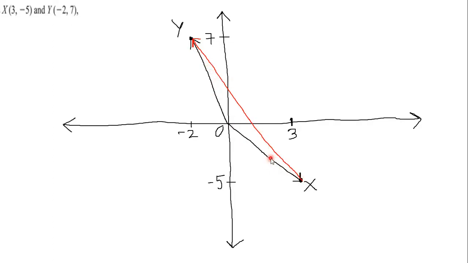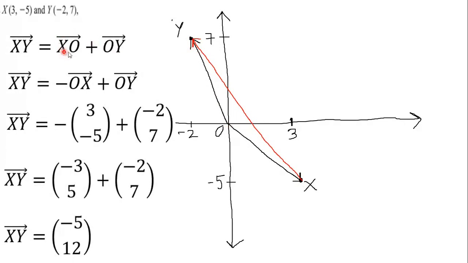How can we do that? Well, what we first can do is start from x and then go to O. And then from O, we're going to go to y. And so let's do that. We start, xy is going to be equal to xo. So we start at x and go to O. And then we move from O to y. And that's what we have here.